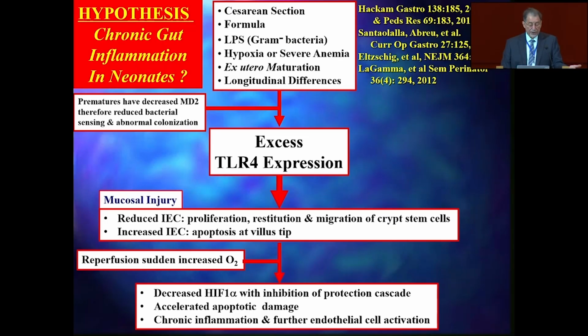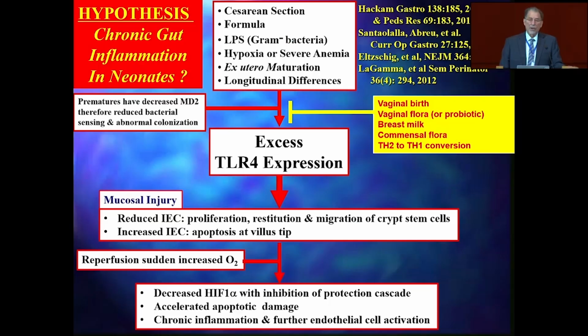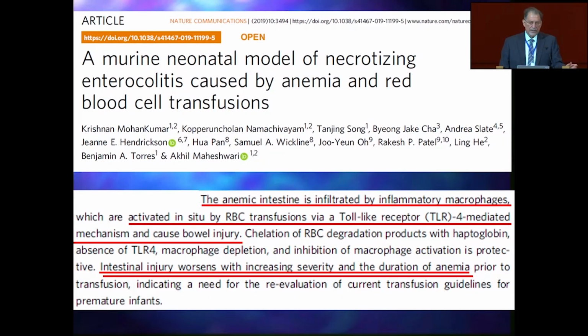They also have some biological risk factors where they have reduced sensing of bacteria, so they don't have the same flora as the rest of us. There's an increase in TLR4 expression in general, and this increases the risk of intraepithelial cell decreased migration, decreased division, and apoptosis. So that would tend to injure the villus and create a problem for that patient if these factors existed. And indeed, when we looked at things that lower the risk of NEC, vaginal birth, mom's commensal flora, breast milk, each of them interferes with the conversion from TH1 to TH2, so you get a less inflammatory gut response from those factors.